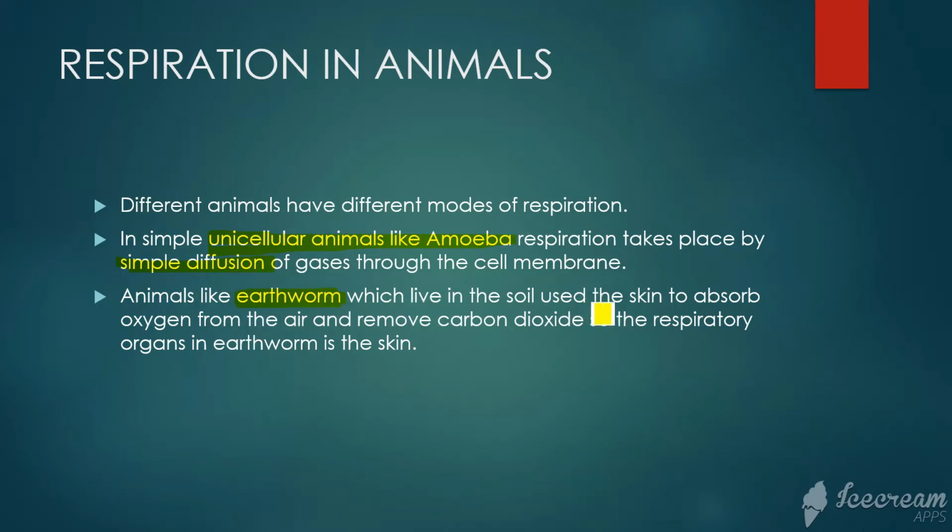अब earthworm की skin, earthworm has a moist skin. Earthworm uses its moist skin to absorb oxygen from the air and remove carbon dioxide. So, इसी moist skin से it will absorb oxygen from the air spaces and simultaneously it will also remove carbon dioxide using its moist skin. So here the respiratory organ, या respiratory membrane जिसे हम कहेंगे, वो होगा इसकी skin.